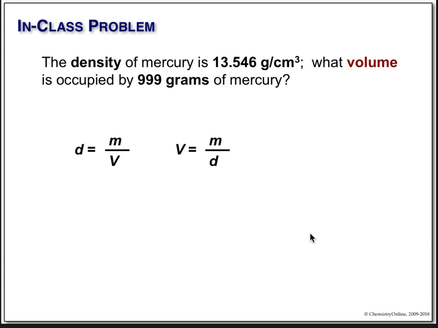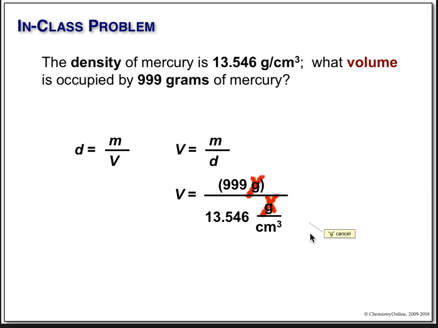So to solve the problem, what we have to do is take our mass divided by our density. Plug it in. Here's our mass, here's our density. Now, as you look at this, clearly we have grams in the numerator and grams in the denominator, so they cancel.